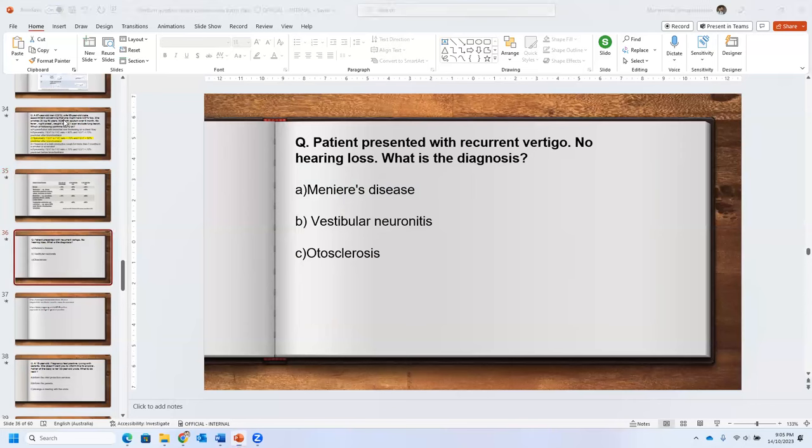All right, next question. Patient is presenting with recurrent vertigo. There is no hearing loss. What is the diagnosis? Meniere, vestibular neuritis, otosclerosis.